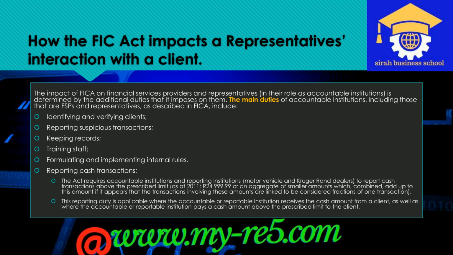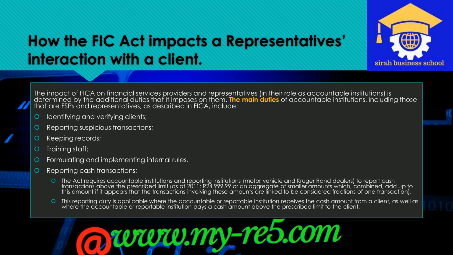identifying and verifying clients, reporting suspicious transactions, keeping records, training staff, formulating and implementing internal rules, reporting cash transactions.